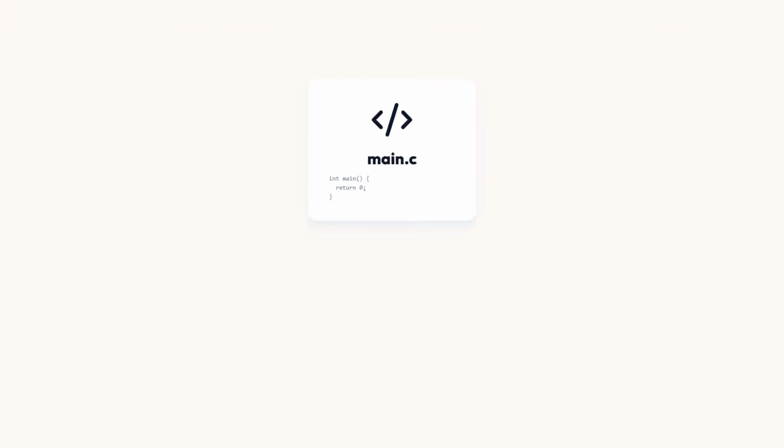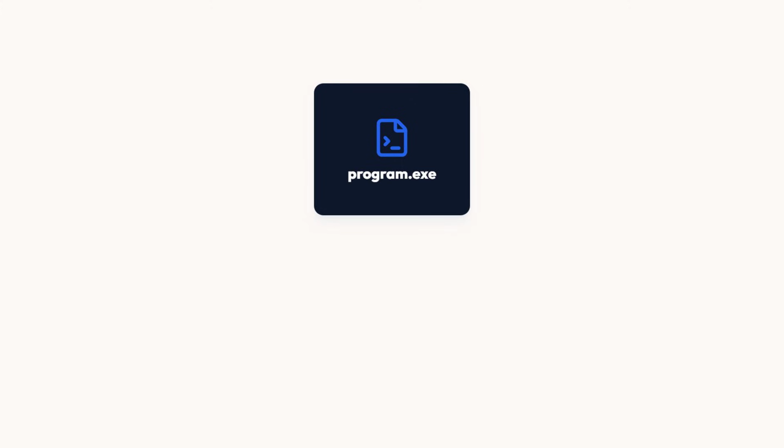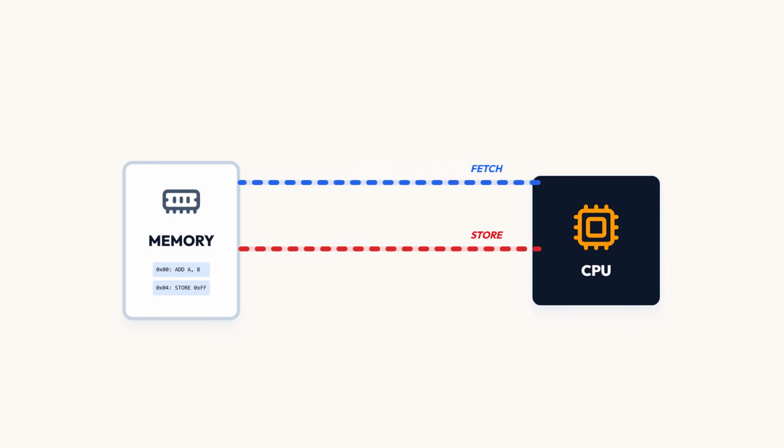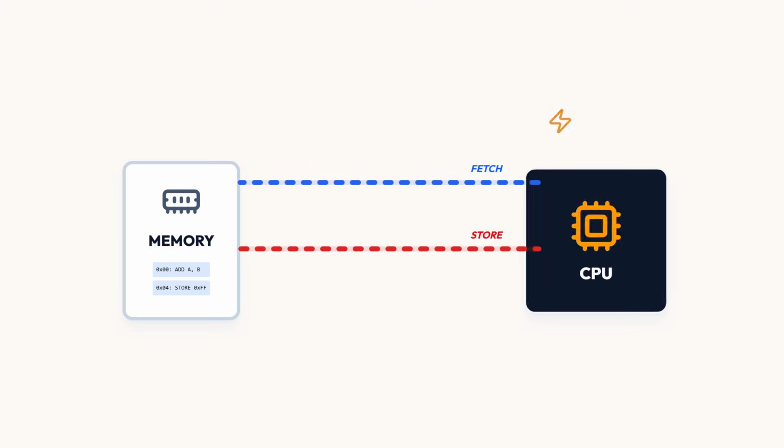Now, before we understand what the OS does, let's quickly see what happens when you run a program. When you write a program, say in C, it gets converted into an executable file. This file contains instructions that the CPU can understand, along with the data your program needs. When you run it, the CPU starts executing these instructions one by one. It fetches an instruction from memory, executes it, and stores the result back. This keeps happening very fast, millions of times per second.